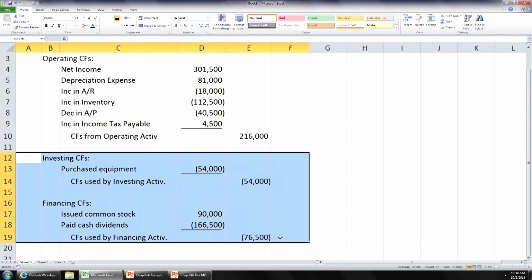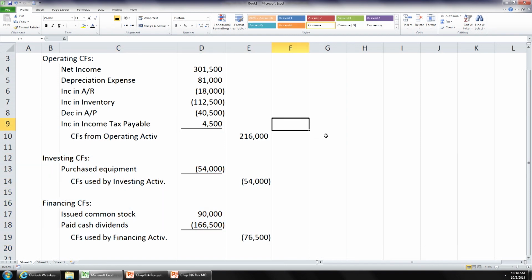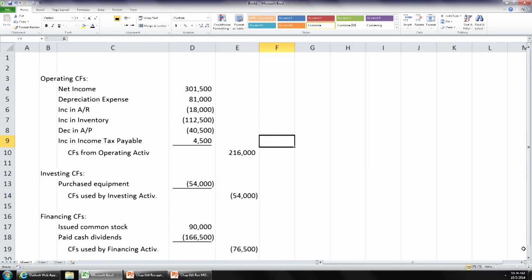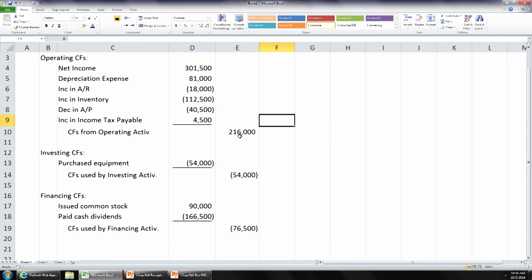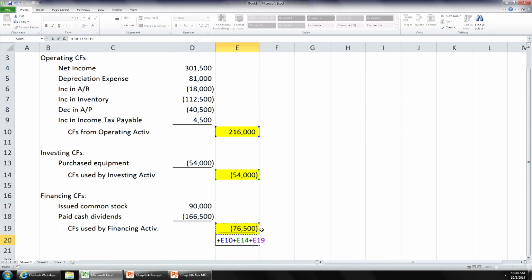These are pretty easy, aren't they? Okay. Now, we're gonna do something here. I gotta make this a little smaller font so I can get this all on. We have three numbers here, and let me highlight those in gold. We have our cash flows from operating activities, our cash flows used by investing activities, and our cash flows from financing activities. Is that correct? Now, if I add those three numbers up, which I'm going to do, I get this number right here. Okay? I get this number right here.